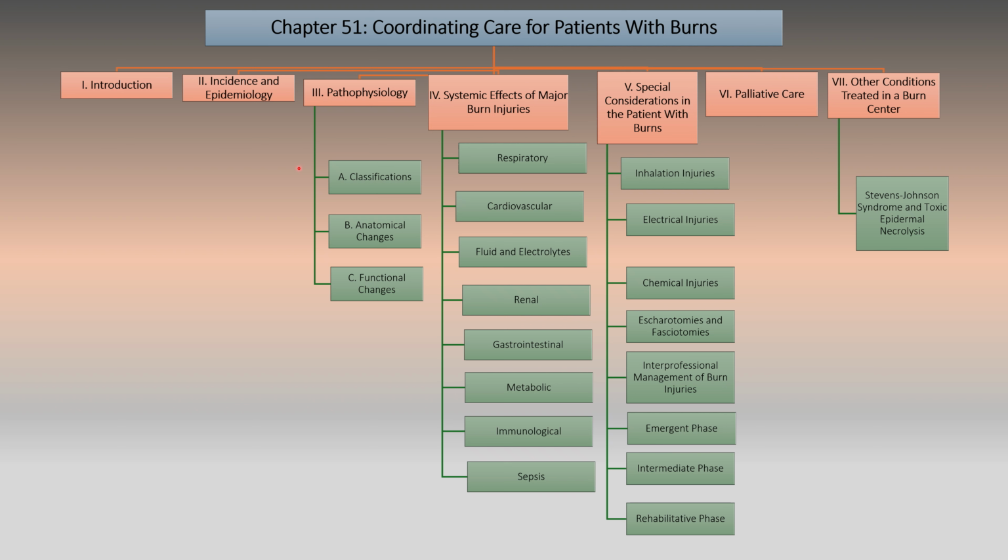Because the nerve is damaged, that's why it will not heal without skin grafting. And then they have a type of grafting: allograft, autograft.